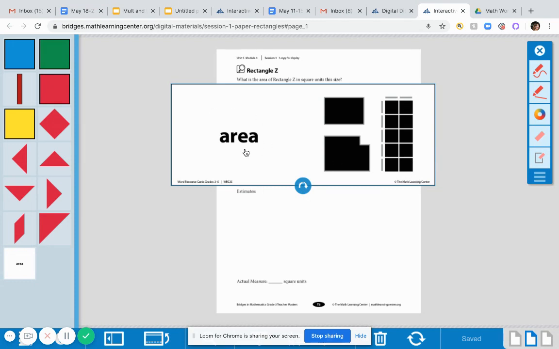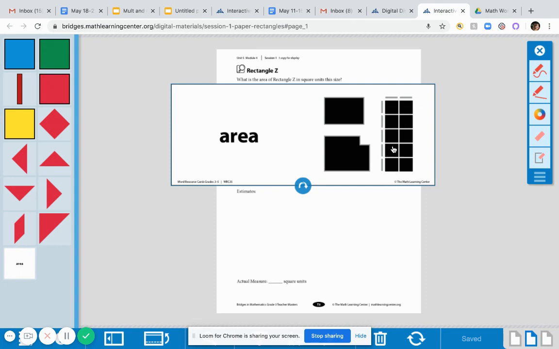But when we're looking at area, we're not looking for the distance around our object. We're looking at how much space is taken up inside the object. So in this case, I told you that we had 5 linear units here and 2 linear units here. So I have 2 groups of 5 in here. I would add 5 plus 5, and my area would be 10 square units.